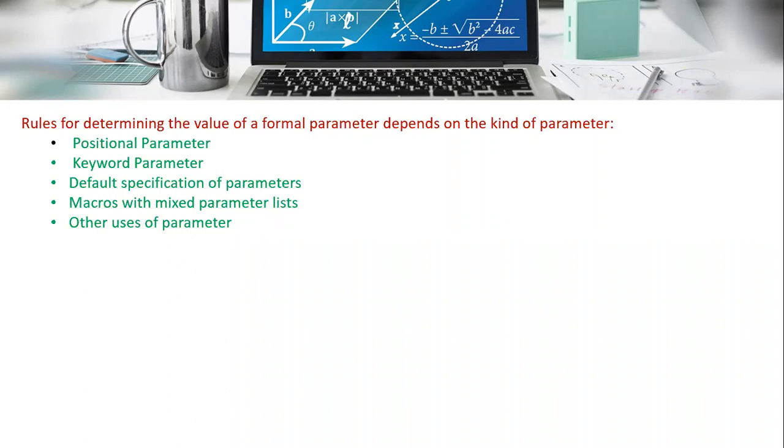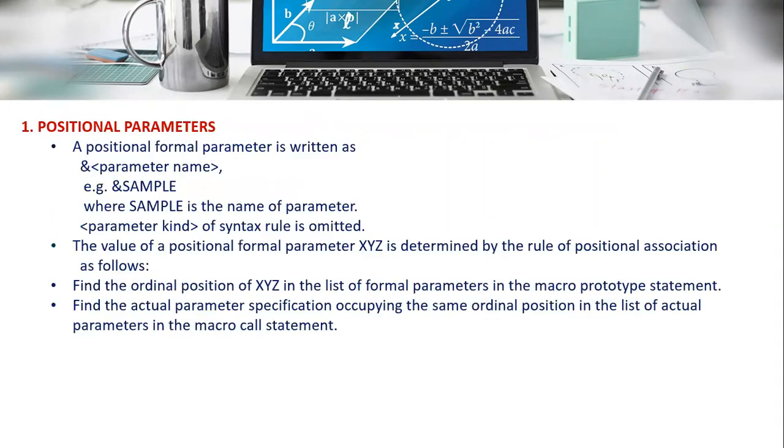Some other uses of the parameter can also be discussed in today's lecture. Now, we discuss each type of parameter in detail one by one. First of all, we consider the positional parameters. What is a positional parameter, and how can positional parameters be used in your macros? Here we can see the syntax for the positional parameter. A positional parameter is written as an ampersand and the parameter name. That is, we use the parameter name with the corresponding symbol.